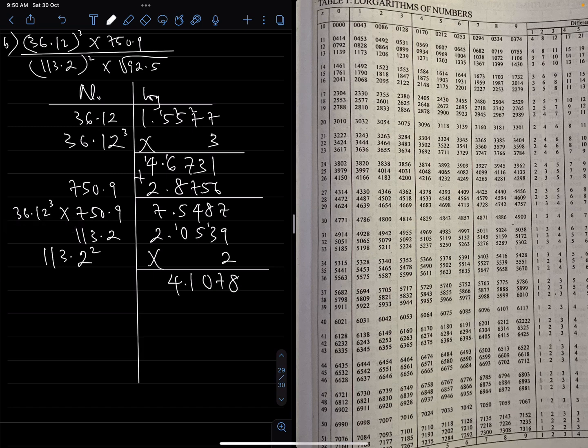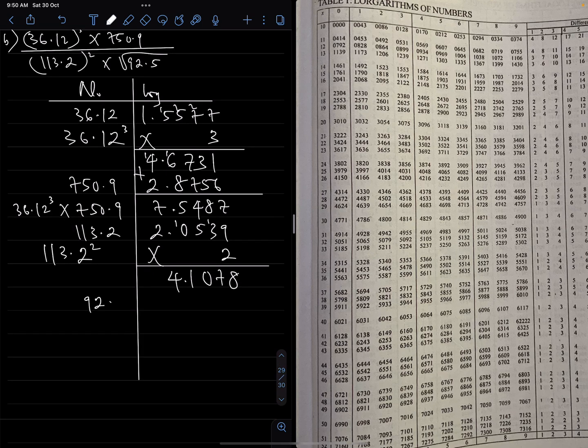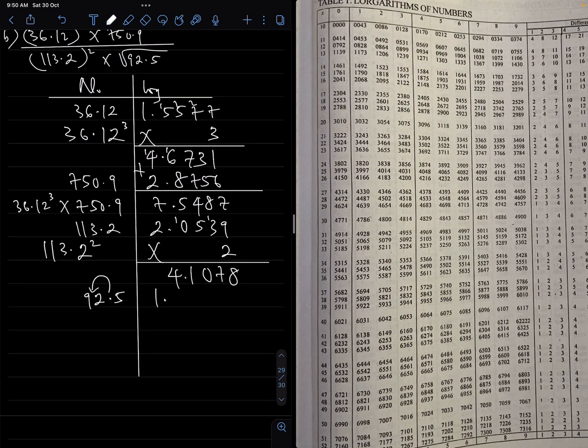Now I'm going to 92.5. You can see that before I find the power or the root, it's 92.5. So what's the characteristic? Move backward once. 9.25 times 10 power 1. So the characteristic is 1. Exactly. That will become 92 under 5.